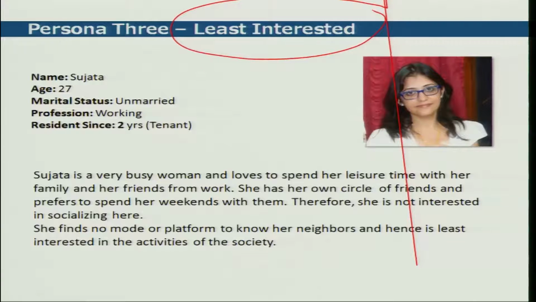She is least interested. So what does this say? She's a very busy woman and loves to spend her leisure time with her family and friends from work. She has her own circle of friends and prefers to spend her weekends with them. Therefore, she's not interested in socializing here. She finds no mode or platform to know her neighbors and hence is least interested in the activities of the society. So through these three personas, you have seen that there are three strong behavior-based types of users that we need to think about in the design of this service.